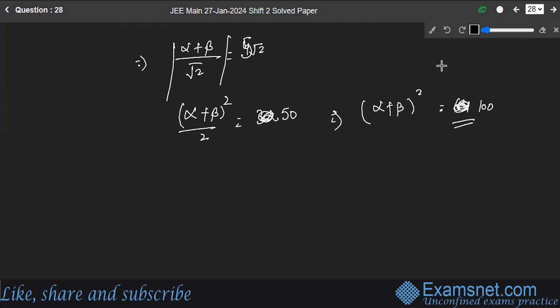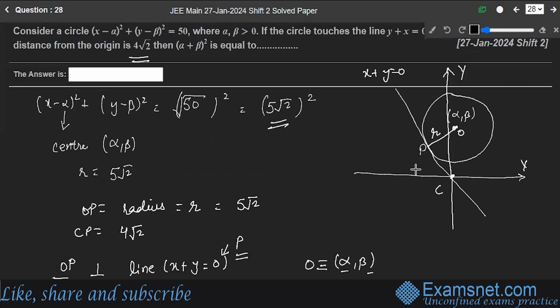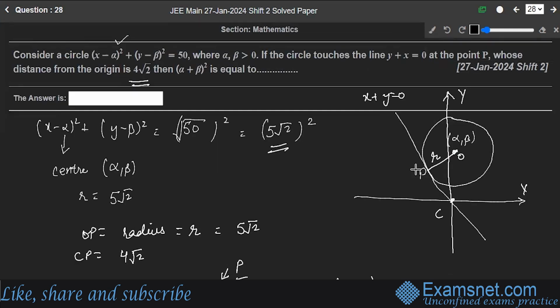Okay, so that's it. I think this is what we needed. Alpha plus beta whole square, yes, I needed that only, and this is equal to 100. Actually, very easy question that was. The only thing was you had to make a figure. Okay, let's move to the next question then.